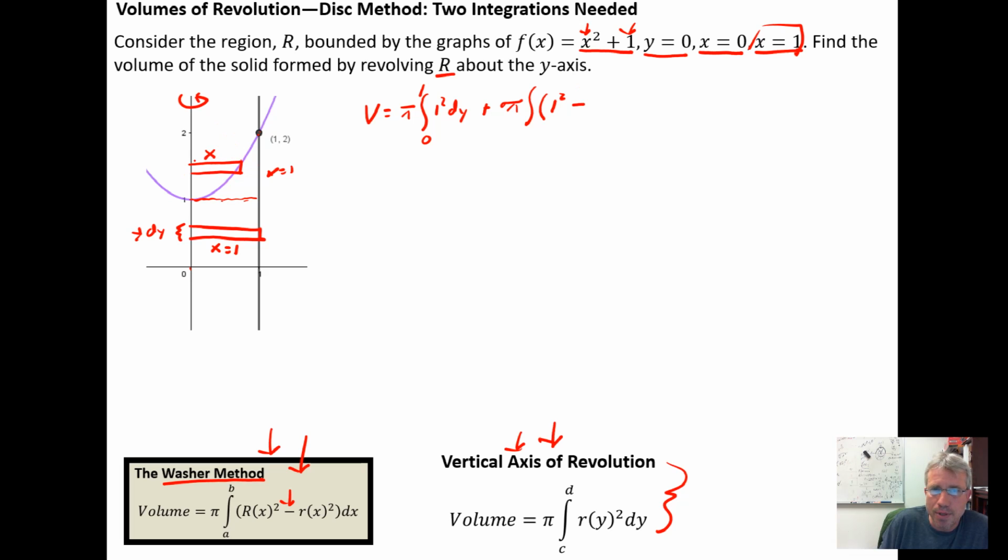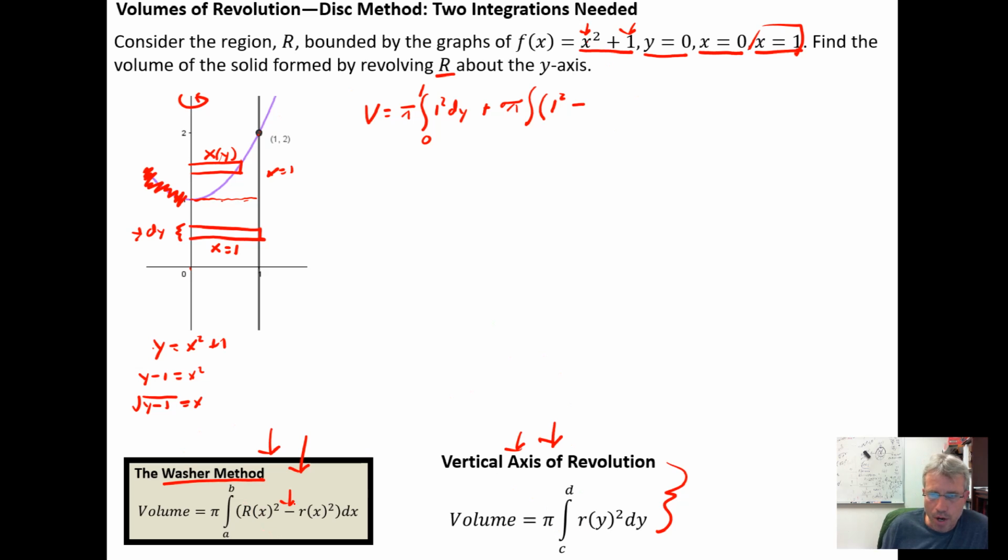So my radii, because I'm oriented horizontally, are x's, but I need x as a function of y. So to do that, I'm going to grab my parabola. I have the parabola y equals x squared plus 1, and we need to solve it for x. So we're going to get y minus 1 is x squared, and then we're going to take the square root of both sides. To get the square root of y minus 1 is the radius x. And I don't need the negative square root again because I'm ignoring that half of that parabola.